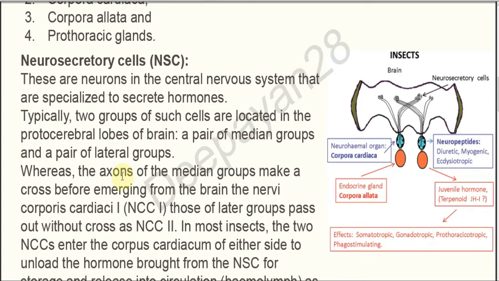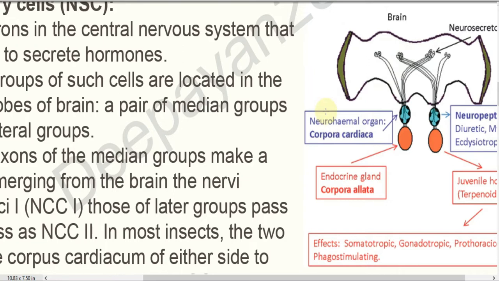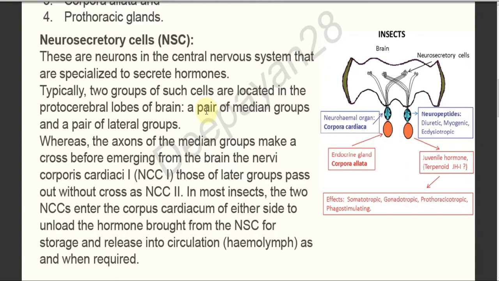Why is it called a group? Because not a single cell is there, you see, a group of cells is there. That's why it is known as a group of neurosecretory cells. One pair of median groups, another pair of lateral groups are there. Up to this, understood?